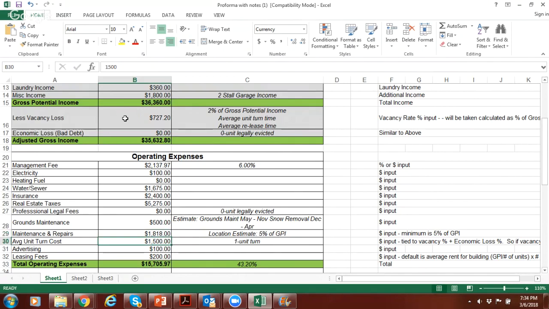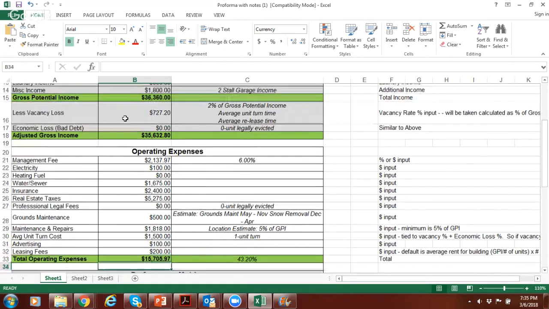Your average unit turn cost is the cost to turn the unit, once a unit becomes vacant, all the work associated with rehabbing the unit and getting it back on the market and rent ready. And finally, the last two are your advertising fees and your leasing fees. You will want to check with your management company what your releasing fees are, because typically a management company will charge you a management fee, but also if they find you a tenant, they're going to charge you a leasing fee to release that unit.